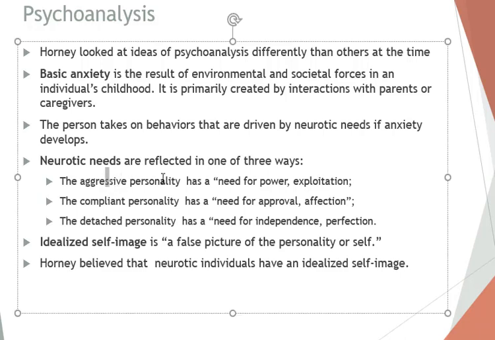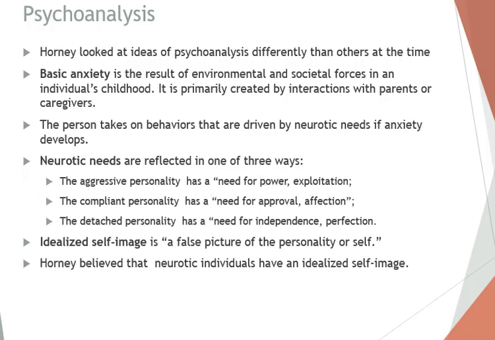An aggressive personality with a neurosis might turn that into a need for power or exploitation. A compliant personality, somebody who craves other people's opinion and suffers from neurosis, might parlay that into a need for approval or affection. Again, none of these things are bad inherently. Nothing wrong with wanting to be loved, and nothing wrong with wanting to have power and wanting to affect other people. But if it's there in excessive quantities, it could obviously cause major problems.